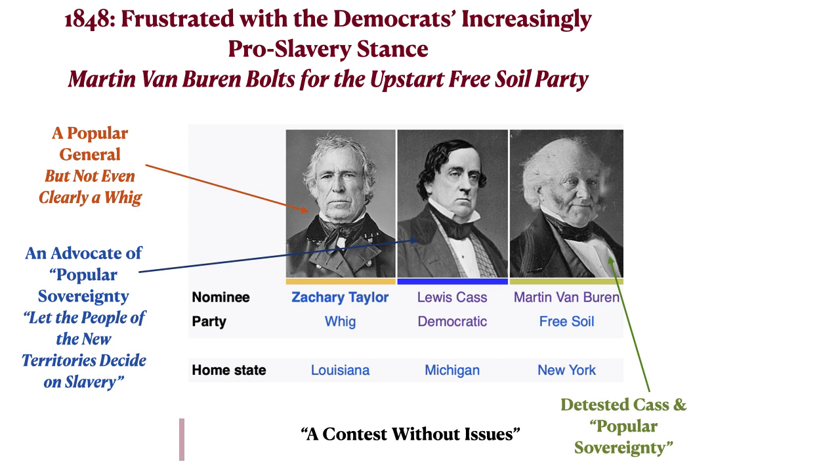The Whigs nominate Zachary Taylor, one of the generals from the Mexican War. He's popular as a general, old Rough and Ready, as his troops called him. A relatively effective general, perhaps not the most effective. But anyway, it wasn't even clear that he was a Whig at this time.